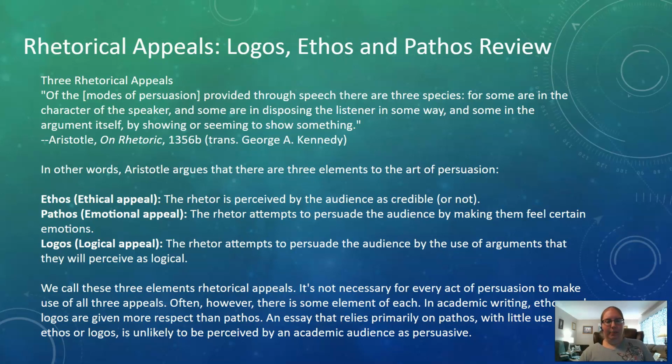Ethical appeal, ethos. That means the speaker is perceived by the audience as credible or not. Now, pathos is emotional appeal. The writer or speaker attempts to persuade the audience by making them feel certain emotions. And logos is logical appeal. The writer attempts to persuade the audience by the use of arguments that they will perceive as logical. So we call these 3 elements rhetorical appeals.